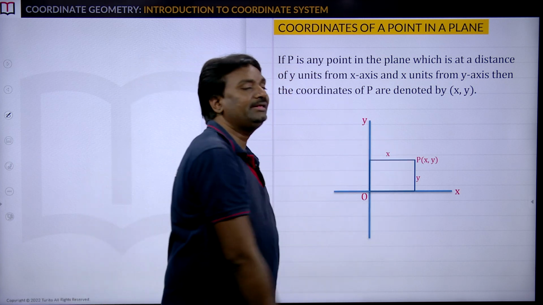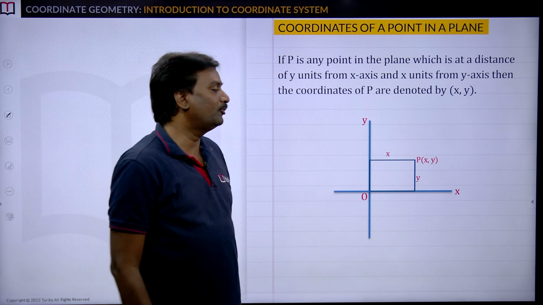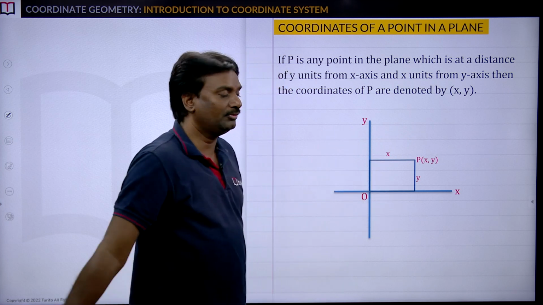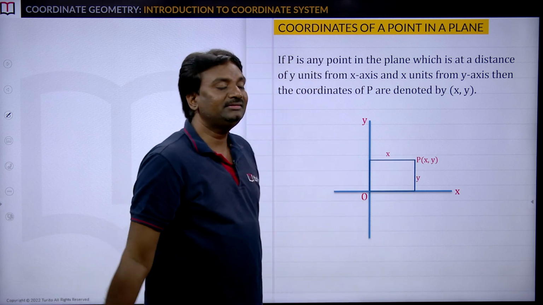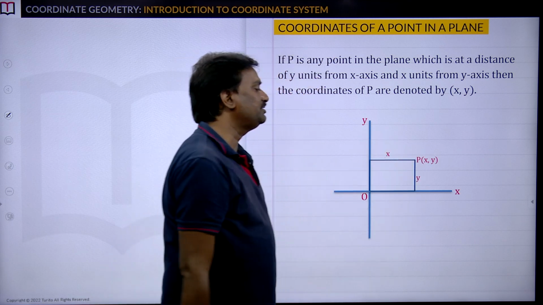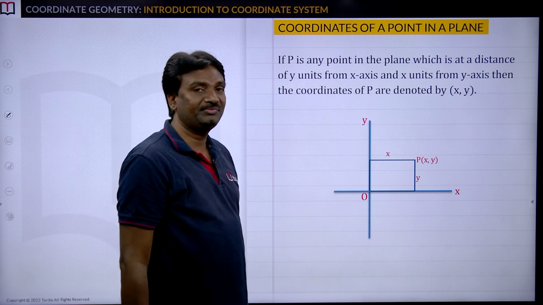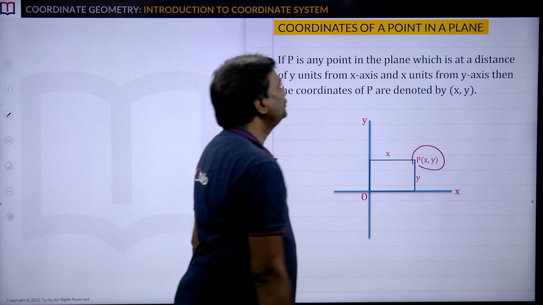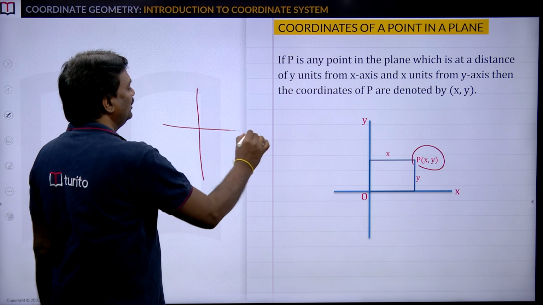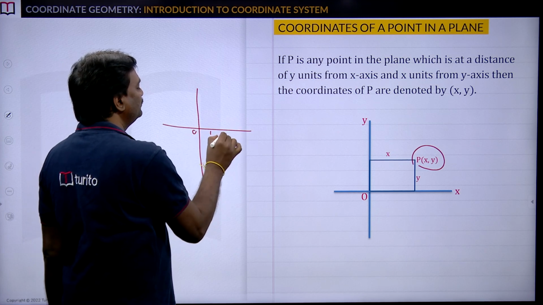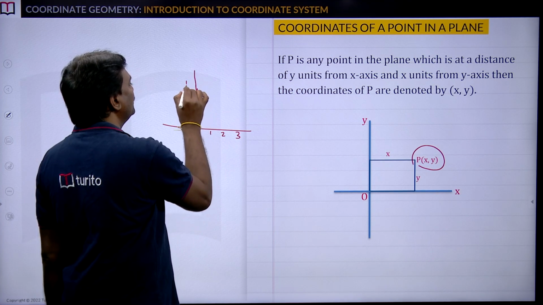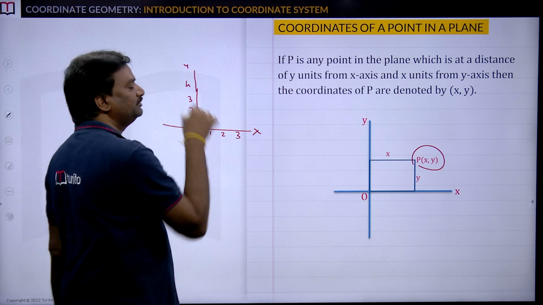If you suppose that P is any point on the plane, you may take P here, or in this part, or in this part, or in this part. Suppose that P is at a distance of y units from the x-axis and at a distance of x units from the y-axis. In this case we can say this is the coordinates of the point. Here this is 0, 1, 2, 3, and here 1, 2, 3, 4. So this is the x-axis, this is the y-axis.